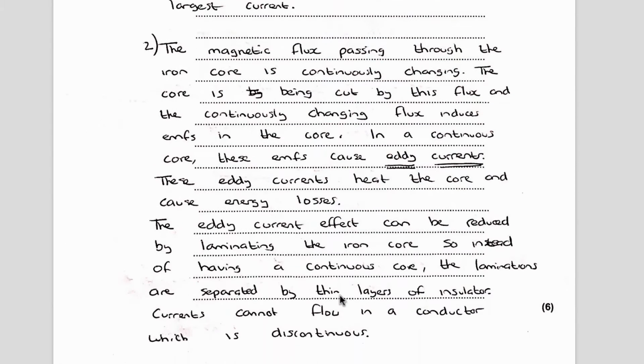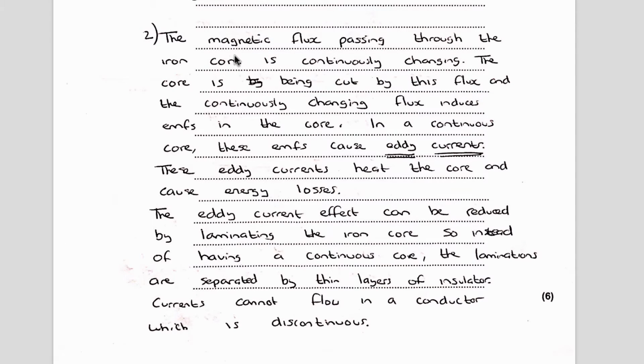Second way, in this case we're going to think about what happens inside the iron core. So you've got a magnetic flux that passes through the iron core, which is continuously changing, and the core is being cut by this flux, and so this changing flux induces EMFs in the core. If you have a continuous core, so basically you've almost got like a circuit, these EMFs induce eddy currents, and the eddy currents heat the core and cause energy losses.